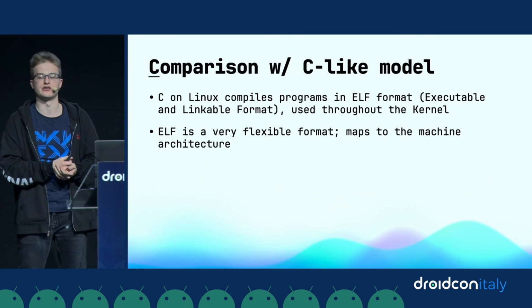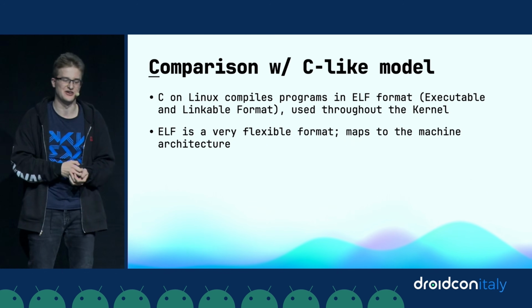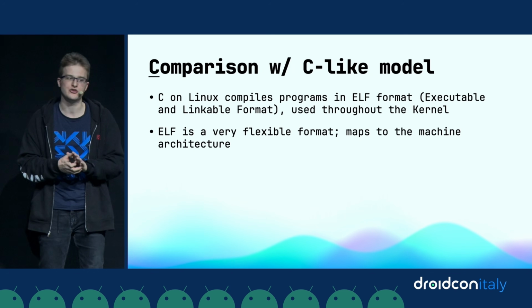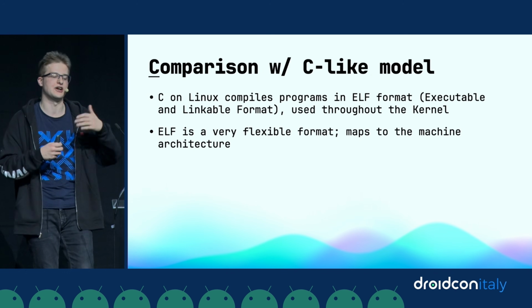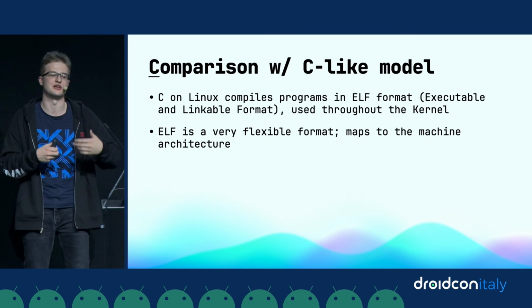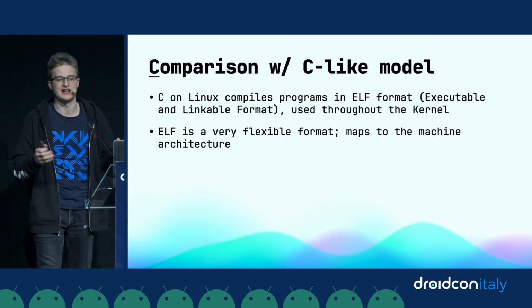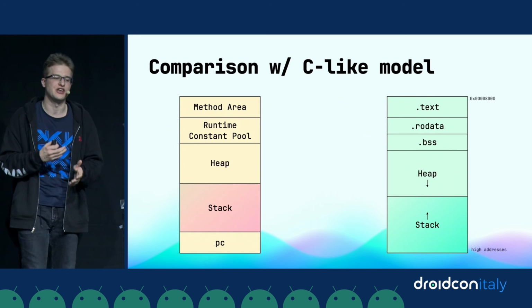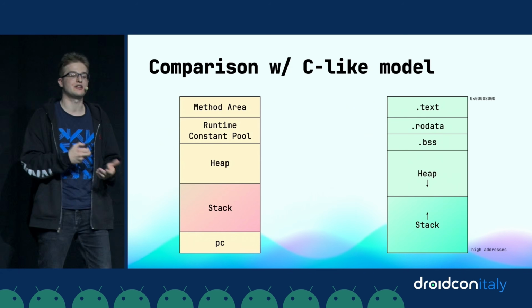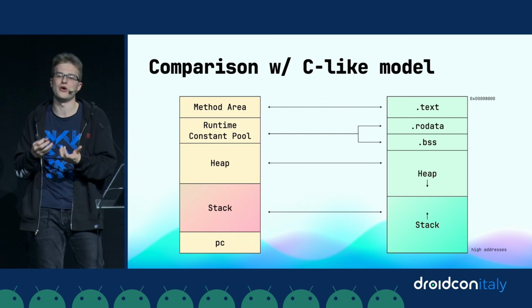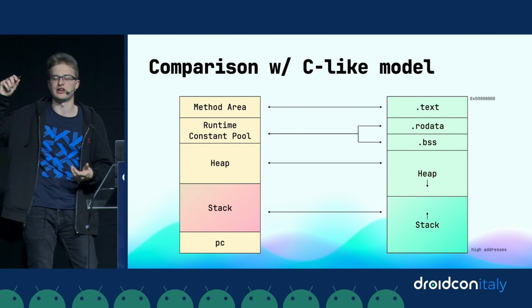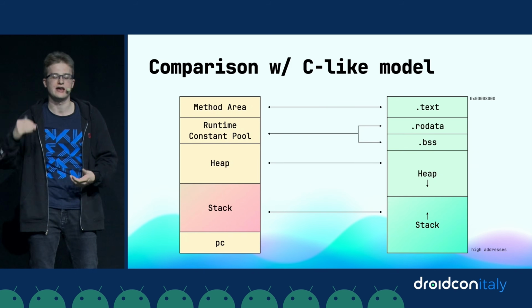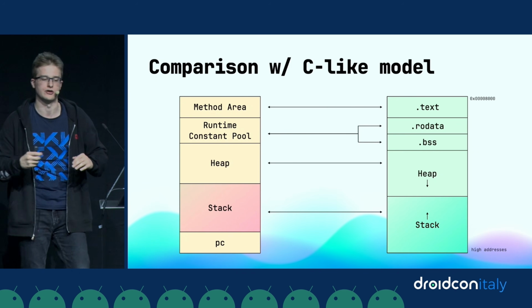Just to compare it with a C-like model, which is going to become useful later, C on Linux usually uses ELF executables. It's a very extensible format, called executable and linkable format, and it's used throughout the kernel and throughout Android. Basically, it is more or less the same as what we've already discussed, and in computer science, this is the way that we execute programs. We have a place where we put code, a place where we put data, a heap that keeps adding things, and a stack for all the activation records.